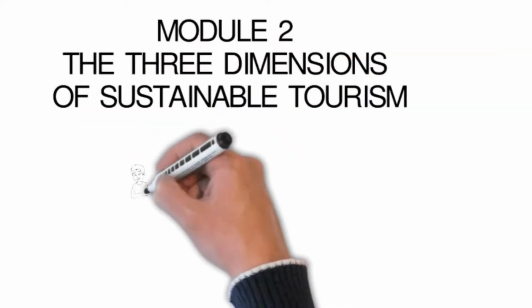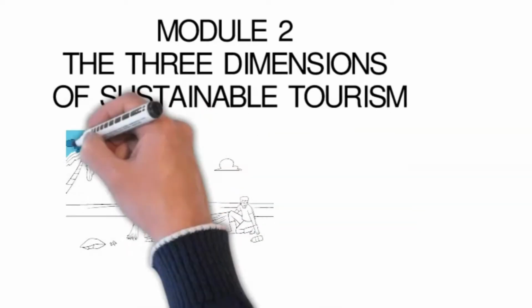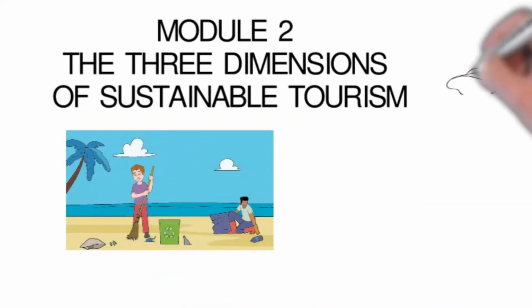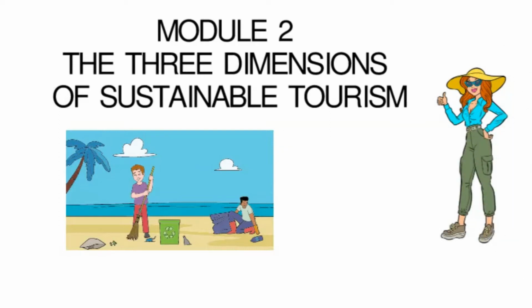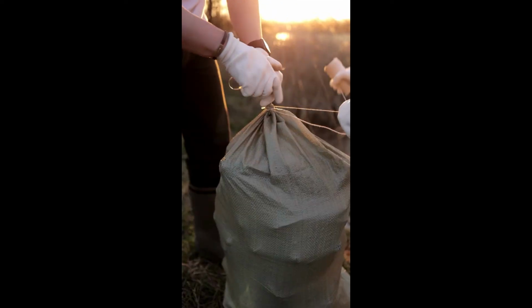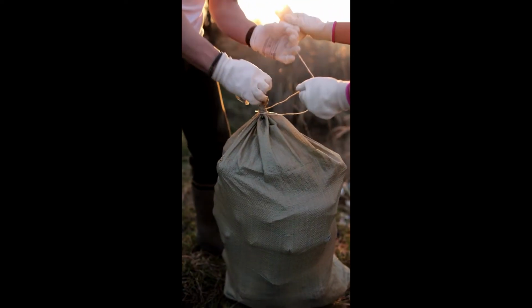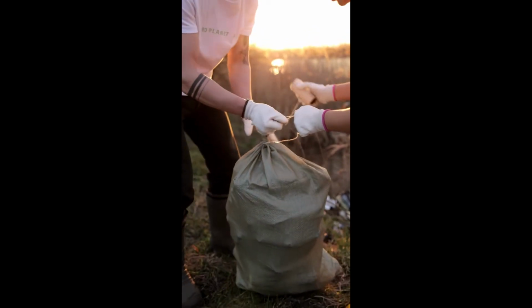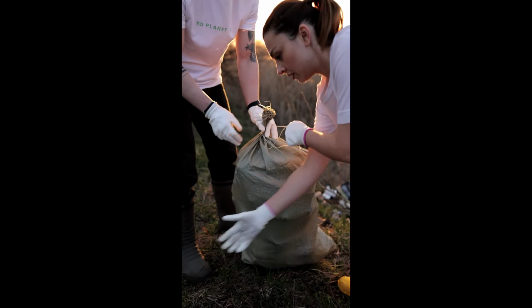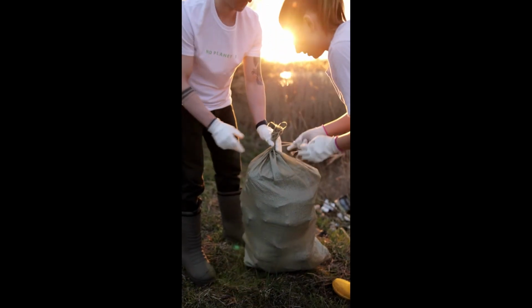Today we'll cover, in Module 2, the three dimensions of sustainable tourism. Sustainability refers to the capacity to continue activities or processes for an indefinite period of time. It can be associated with any number of economic, social or environmental activities that may have different meanings within different disciplines.